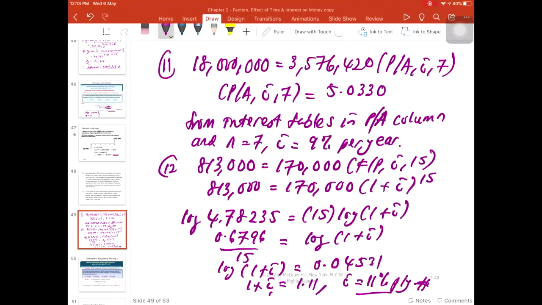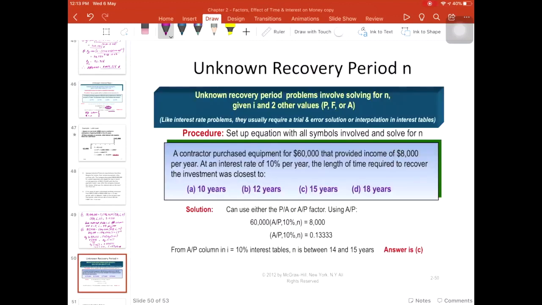So next is the last subchapter, which is for the period of n. This one is very direct. Just as an example, a planter purchases equipment for 6,000 that provides income of 8,000 ringgit per year, with an interest rate of 10% per year. The length of time required to recover the investment is closest to what? So you just come up with the formula factor.